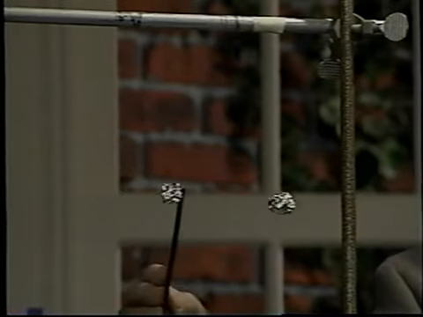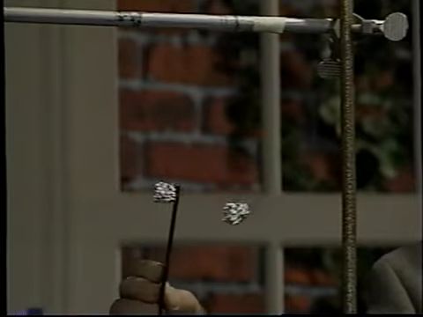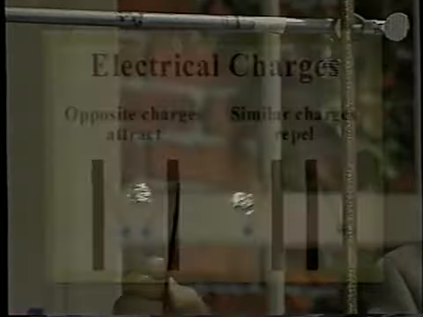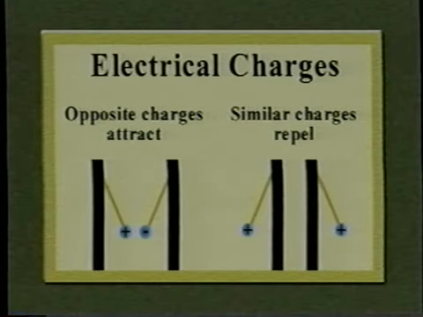And so we have a very odd situation here of a force that can be attractive and it can be repulsive. So the electrostatic force differs from gravity in that way, that it can be both attractive and repulsive. What's happening here?